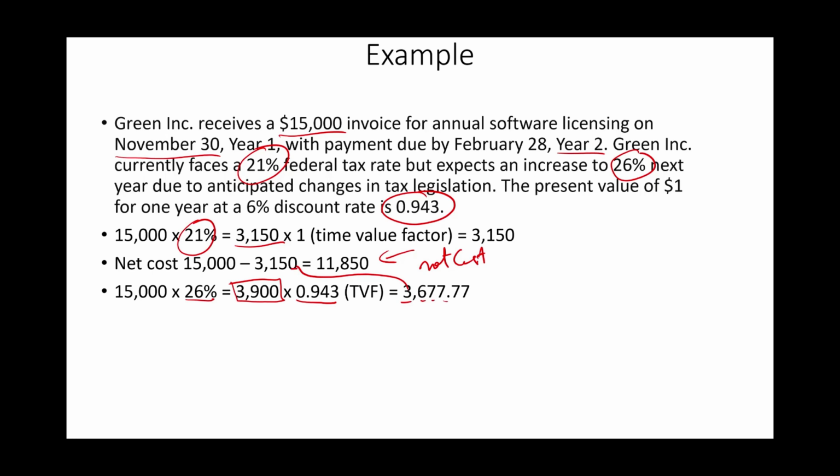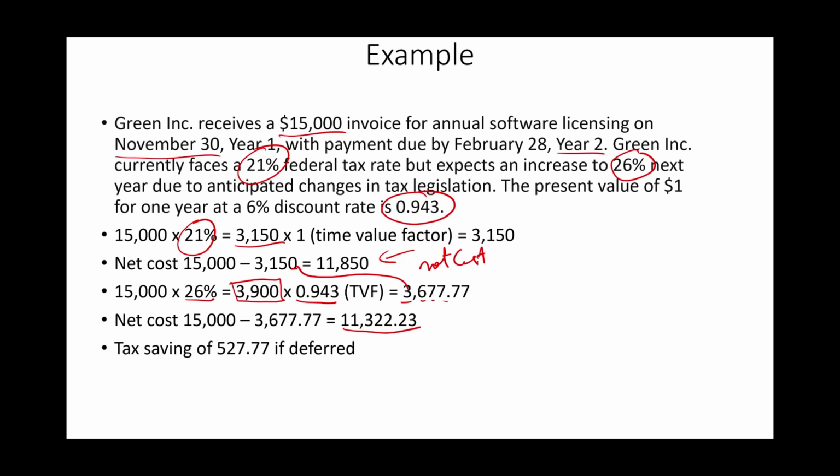Obviously, it's higher. The net cost is 15,000 minus the $3,677. The net cost is $11,322. In this situation, the tax saving is $527.77 if deferred. Now what we're doing is we are deferring the expense.